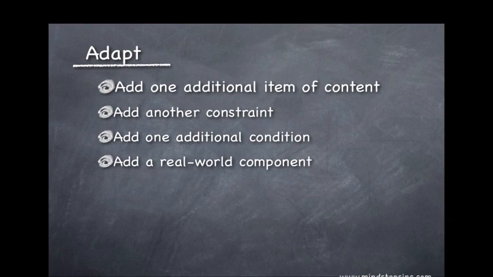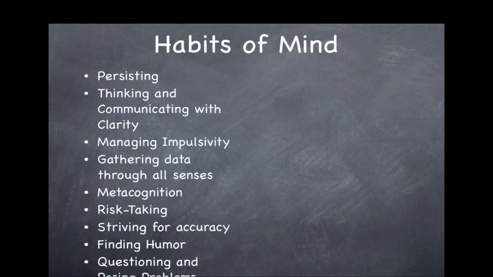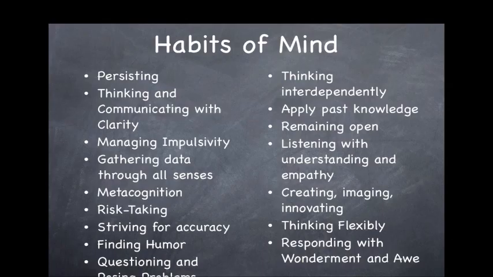And there's several different ways you can adapt. You can add an additional item of content, or you can add another constraint, or you can add one additional condition, or you can add a real world component. And in this case, you're also thinking about ultimately developing habits of mind. And these are the 16 habits of mind that have been identified. And so you can look through these habits of mind and say, ultimately, what am I helping students develop? What habit of mind am I hoping to cultivate?